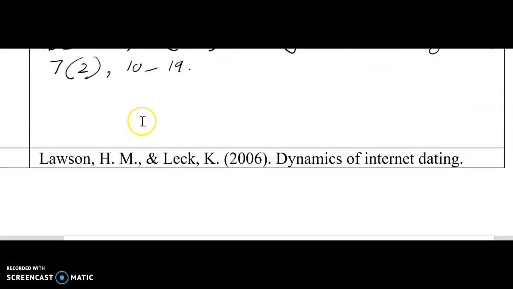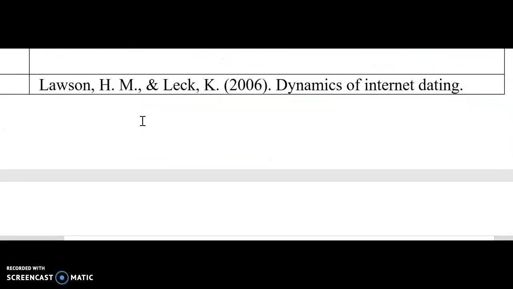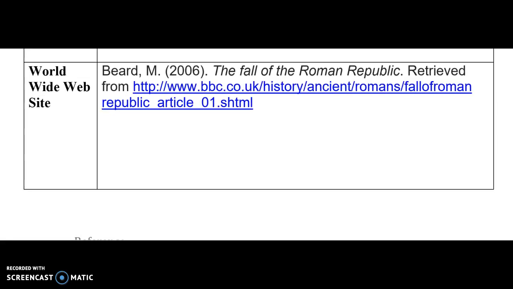Now the last case we have is the website. The final scenario we have for today is the website. It's very simple when it comes to a website. What we have to do is similar to the first part. We have the author name and the publication year. Then the title of the research, which is supposed to be italic.